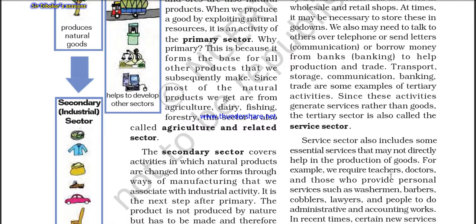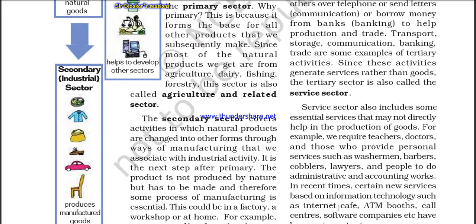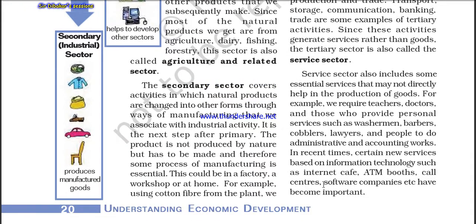For example, we require teachers, doctors, and those who provide personal services such as washermen, barbers, cobblers, I told you a little while ago, lawyers, and people to do administrative and accounting works. In recent times, certain new services based on information technology such as internet cafe, ATM booths, call centers, software companies, etc. have become important. Clear? All these come under tertiary or service sector.